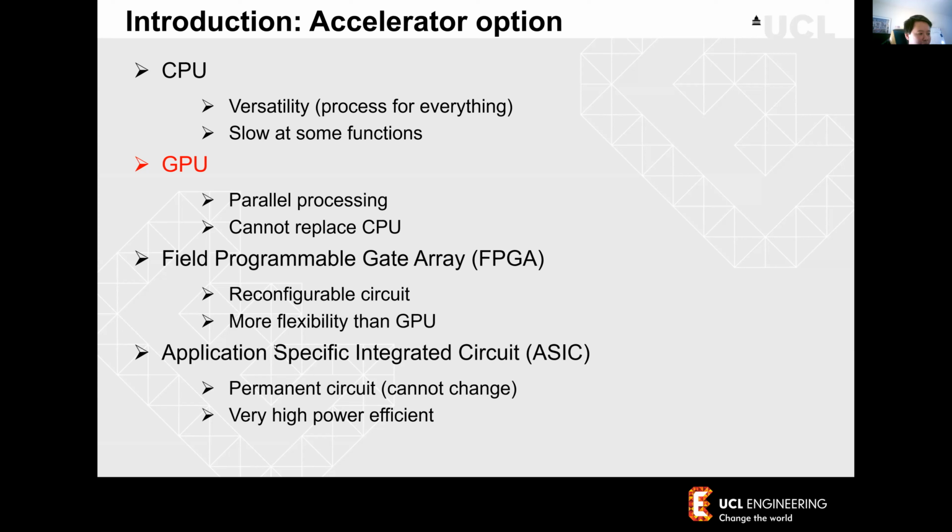And the last method is to use the application-specific integrated circuit, ASIC. So basically, this is a permanent circuit, and you cannot change anything in it. Although it gives you very high power efficiency, obviously we can use it only for one thing. So that's something definitely not considered for the passive radar here.